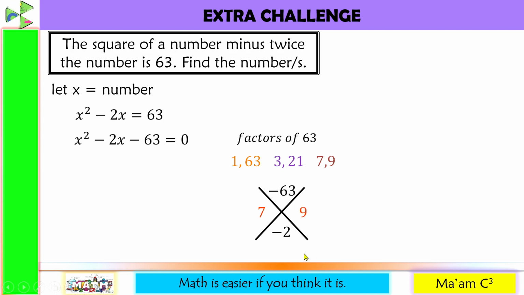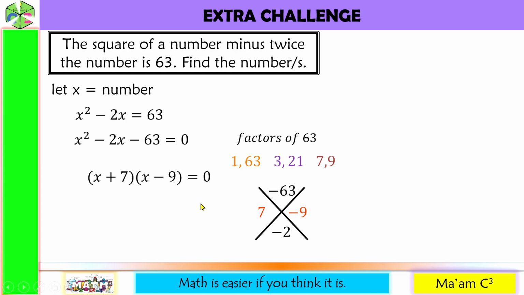Now, for the signs, I should have a product of negative 63, meaning one of these two should be negative. And for the sum, I should get a sum of negative 2. So in that case, 9 here should be negative. Quick checking. 7 times negative 9 is negative 63. 7 plus negative 9 is negative 2. So these are the factors that we are looking for. So we have (x + 7)(x - 9) = 0.